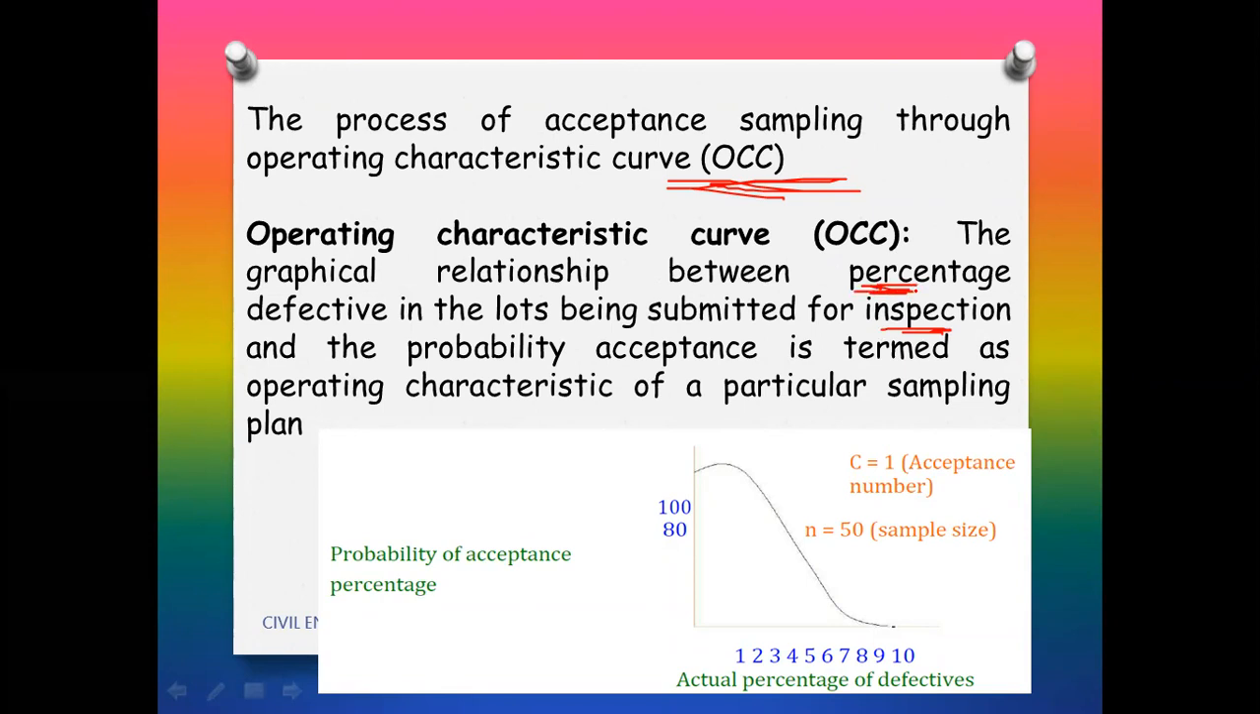Whether it is viable or not, acceptable or not, this is shown in the operating characteristic curve. For example, in the x-axis you have the actual percentage of defectives: 1, 2, 3, 4, 5, 6. Here, the probability of acceptance percentage.